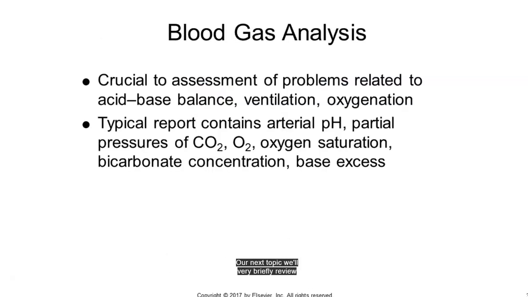Our next topic, which we'll very briefly review, is blood gas analysis. As we know, it is used to determine acid-base balance, ventilation, and oxygenation. Typical ABG results reflect pH, PaCO2, PaO2, SaO2, bicarbonate, and base excess.